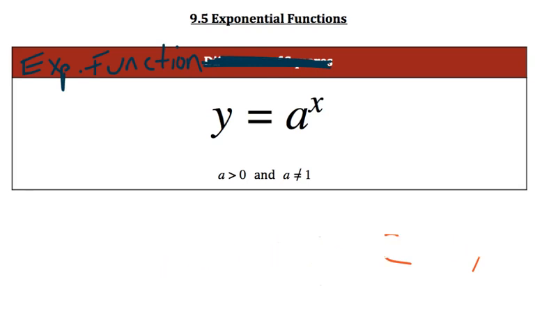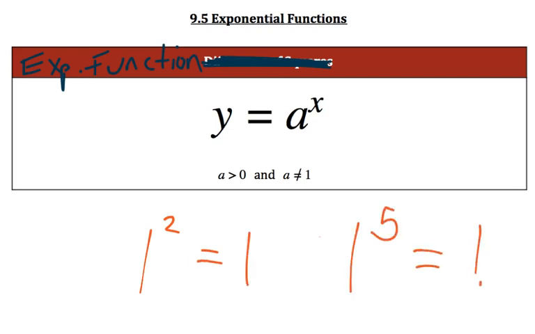And also notice that a does not equal 1. Well, let's find out why that matters. If 1 is squared, it's 1. If 1 is taken to the power of 5, it's 1. And really that wouldn't be any growth at all. It would just be something staying the exact same. So 1 times 1 times 1 times 1 is never going to change.